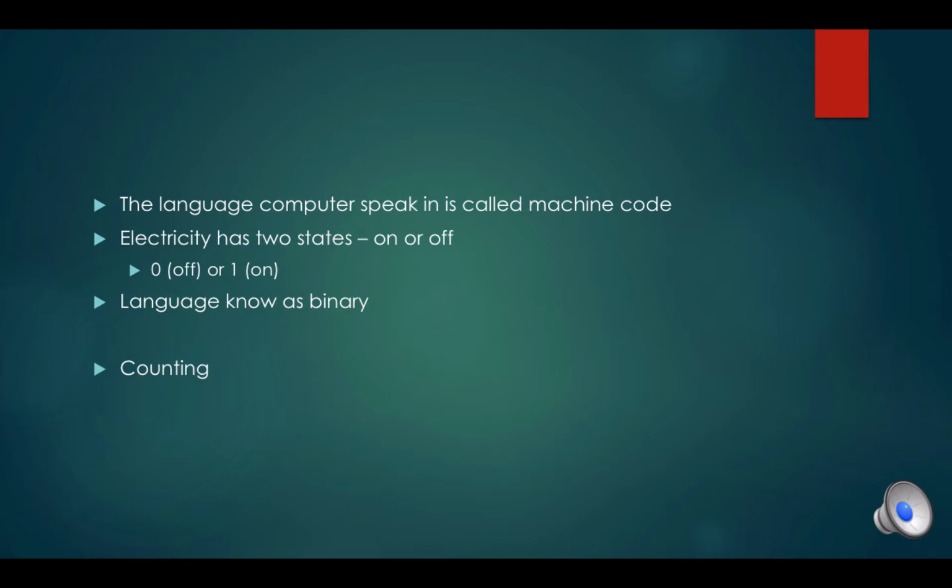Counting in binary is fairly straightforward. Generally, we count in a decimal system where we have place value, where we've got hundreds, tens, units, etc. In a binary counting system, we have 4, 2, 1, and it goes up in twos. So it's a slightly different way of counting, but you can still represent all the numbers through binary.